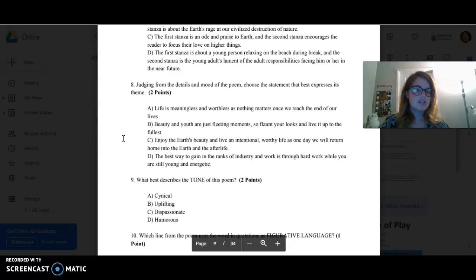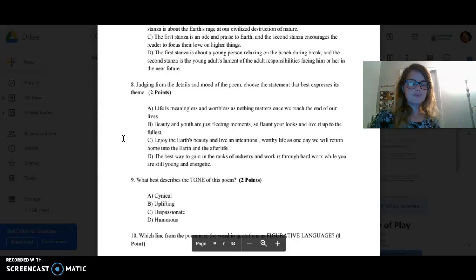8, judging from the details and the mood of the poem, choose the statement that best expresses the theme. So remember, theme is the lesson that you learned. It's kind of what the author wants you to learn through reading their piece. So A, life is meaningless and worthless as nothing matters once we reach the end of our lives. B, beauty and youth are fleeting moments, so flaunt your looks and live it up to the fullest.